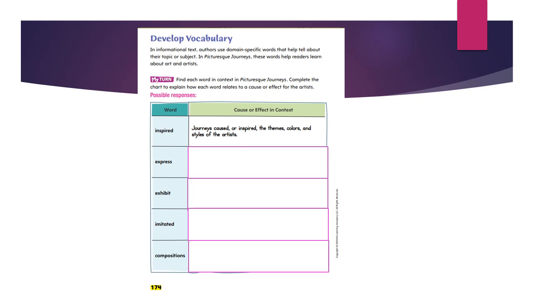The next word is express. For example, the ideas of Arthur Wesley Dow caused Georgia O'Keeffe to express herself in a new way. You find here that we put it in a sentence and we use the word caused, which is related to cause and effect. Exhibit. A new place, New York City, resulted in an exhibit for O'Keeffe. We use the words resulted in and we put it in a meaningful sentence.